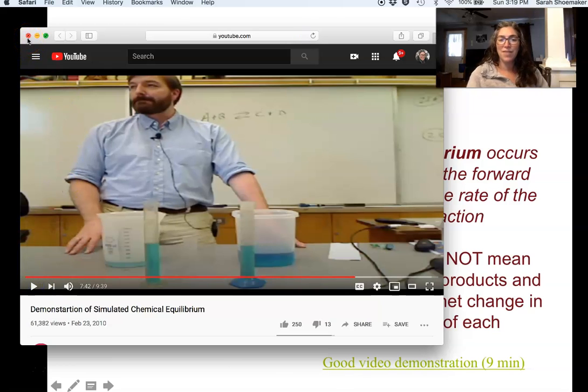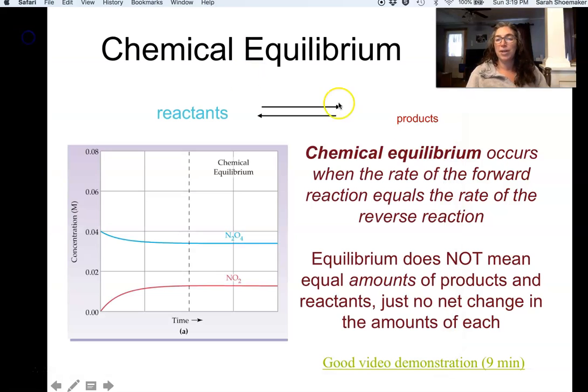So I love that demonstration. It's really clear. You can see, kind of visualize those equal rates when he pours it into those graduated cylinders. You can also see really clearly that the amount of reactant and product are not the same at equilibrium. They are different volumes or different concentrations, but they are staying the same. They're not changing, and that's another sign of equilibrium.